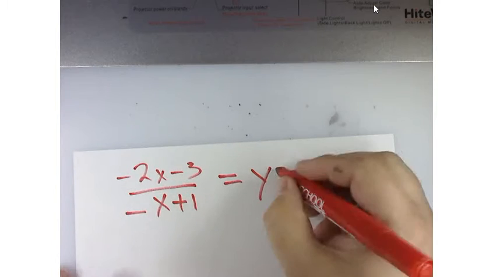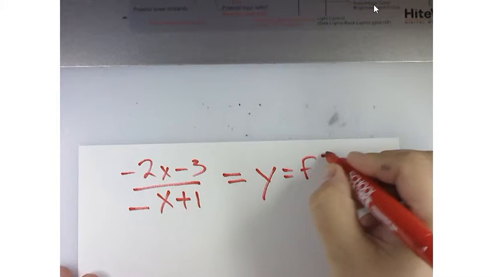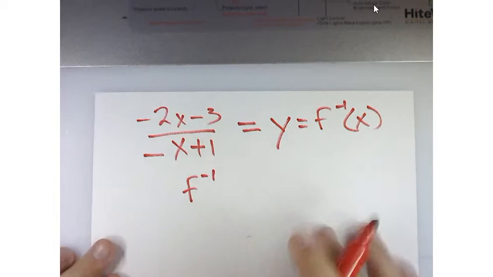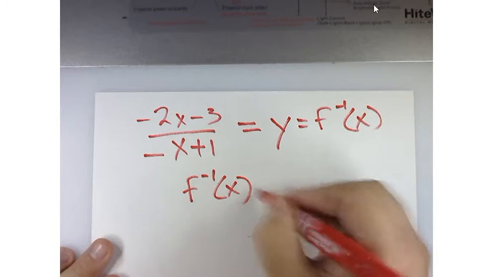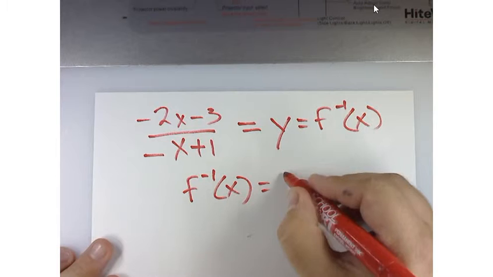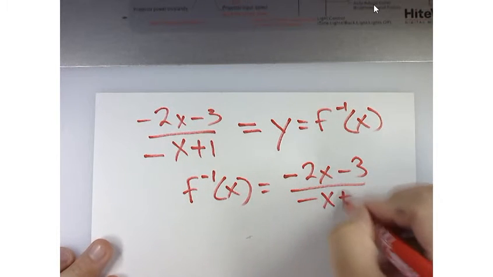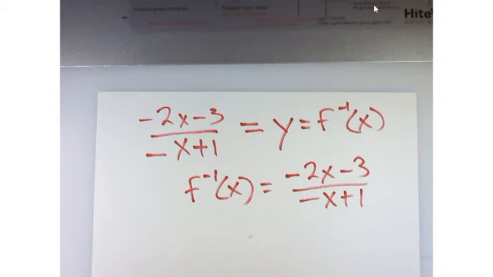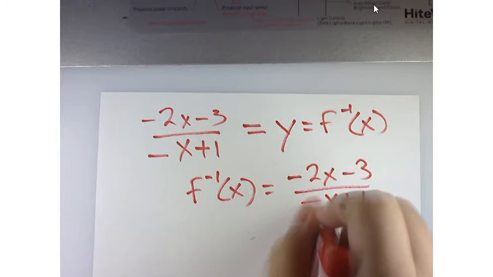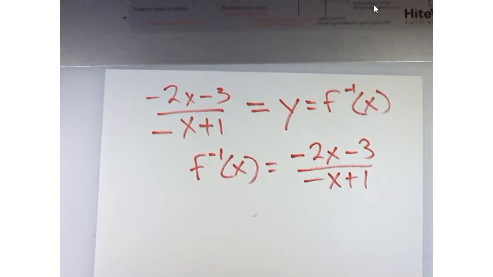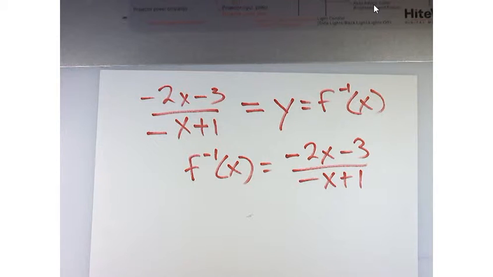So our inverse then would be, and we could rewrite it so it looks a little more familiar, the inverse of that function is equal to negative 2x minus 3 all over negative x plus 1. Now if you don't like negatives for your leading coefficients, you could factor out a negative 1 on both of those, but you don't have to. If you want to leave them that way, that's fine too.